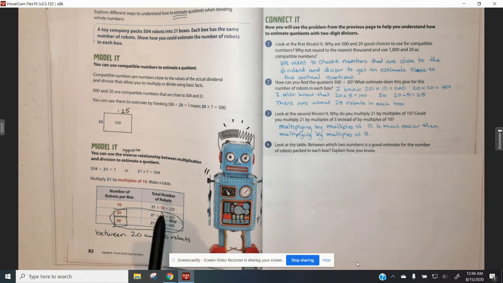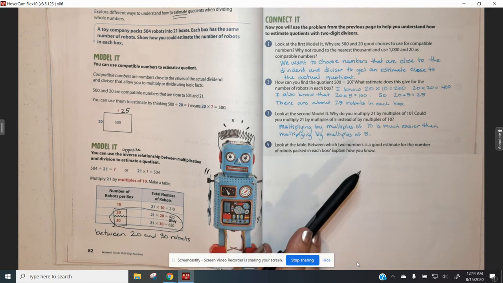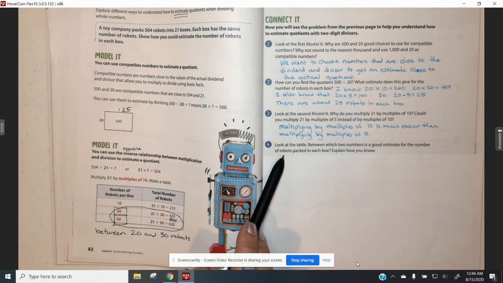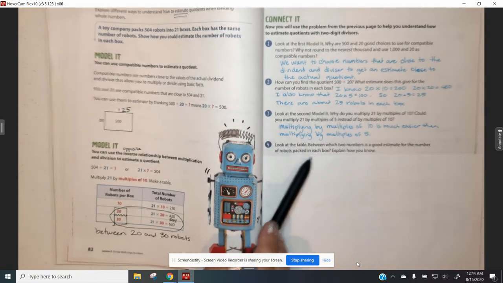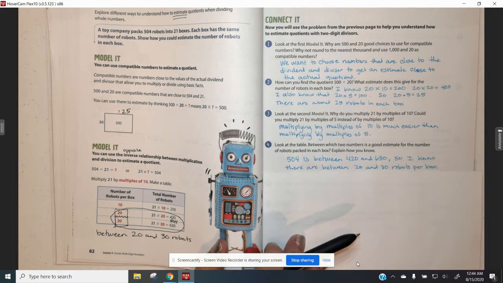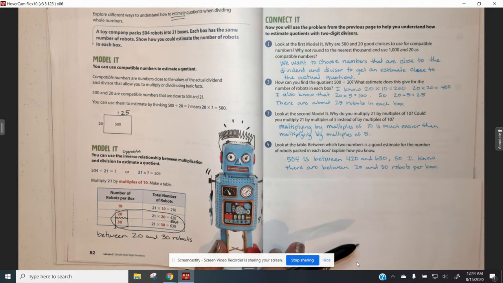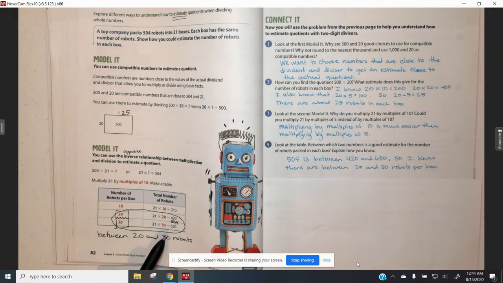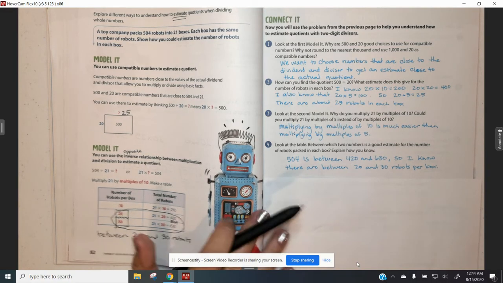Now we're going to look at this table. Between which two numbers is a good estimate for the number of robots packed in each box? We actually already answered that question down here. We said that 504 is between 420 and 630. So we know that there are between 20 and 30 robots per box.